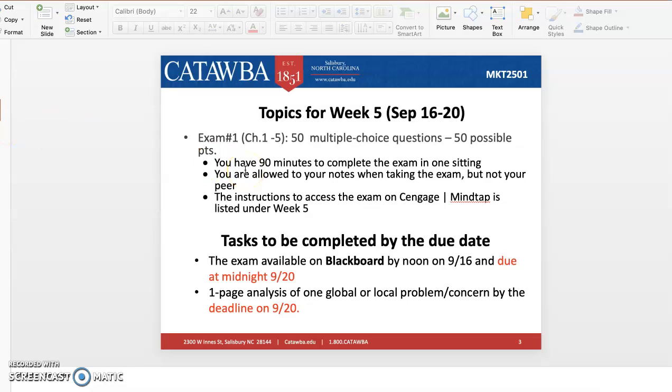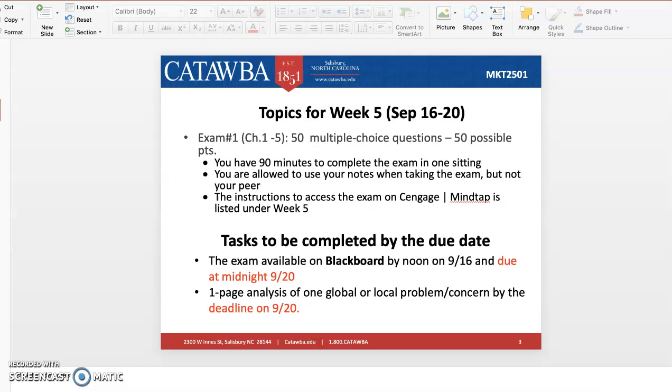Now, the topic for this week again is the exam, including Chapters 1 to 5. There will be 50 multiple choice questions, 50 possible points. You have 90 minutes to complete all those 50 questions in one sitting, which means you cannot leave during those 90 minutes of your exam. If you finish sooner than 90 minutes, that's okay. You are also allowed to use your notes.